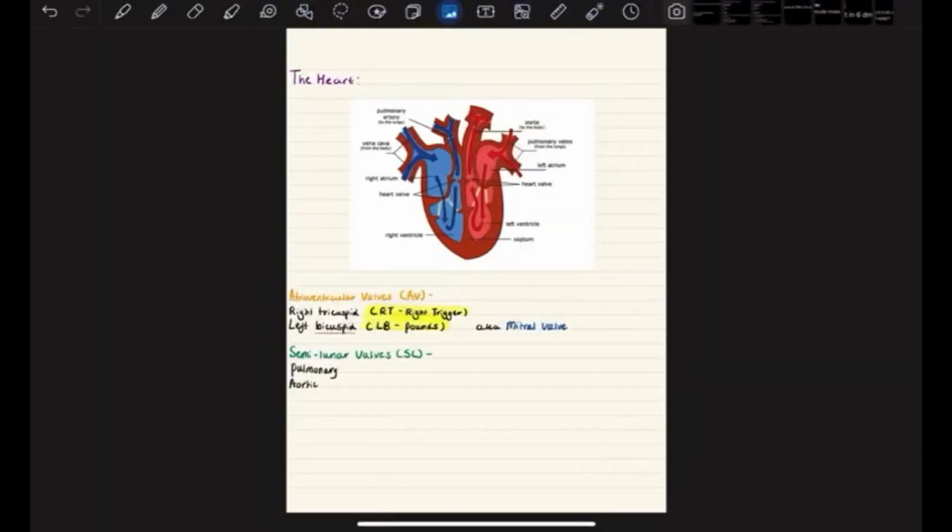On today's lesson, we are going to be going through the cardiac cycle. Really pivotal topic for A-level biology, so we're not going to waste time, we're going to get straight into it.